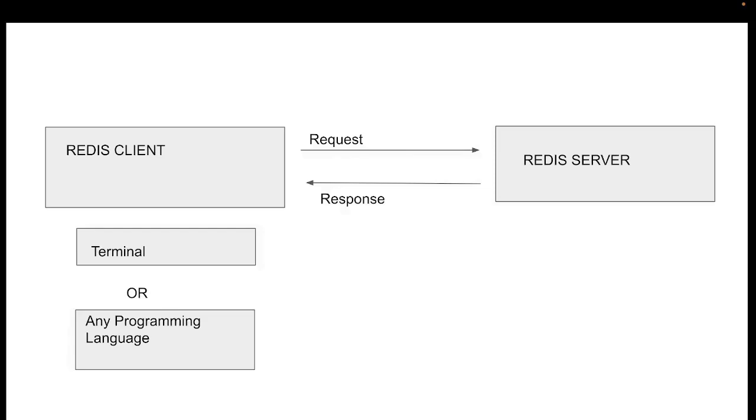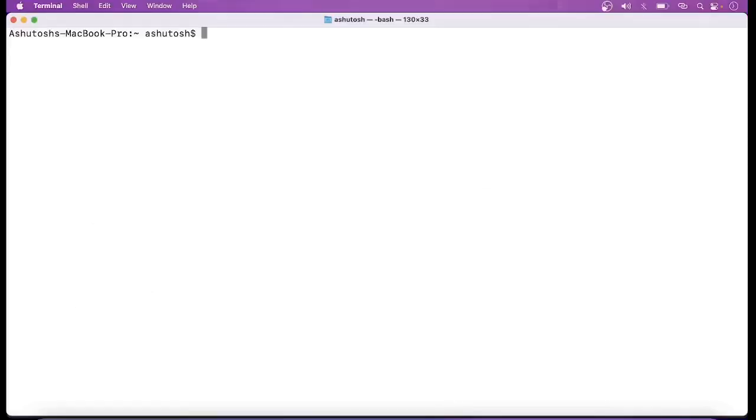Friends, now let us start Redis server. To start Redis server, we have to go to terminal. Friends, now I am in terminal. Here, first of all, we have to run a command redis-cli. When we run this command, then this type of Redis client terminal will open if Redis server is already started. But if Redis server has not been started, then it will throw some error.